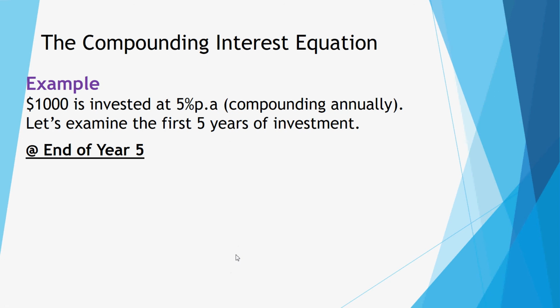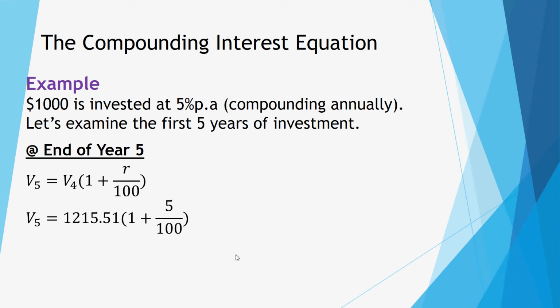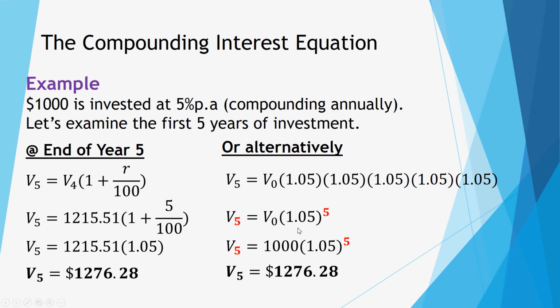Finally, let's look at the fifth year. We take our value from the fourth year, $1,215.51, and we multiply it by our growth rate once again of 1.05. That gives us a final value of $1,276.28. So compared to our original investment of $1,000, we've gained $276.28 of compounding interest. Once again, we could have started with our initial value of $1,000 and multiplied it by our growth rate of 1.05 on 5 separate occasions, or multiplied it by 1.05 to the power of 5. It also predicts the value of our investment after 5 years at the end of the fifth year.